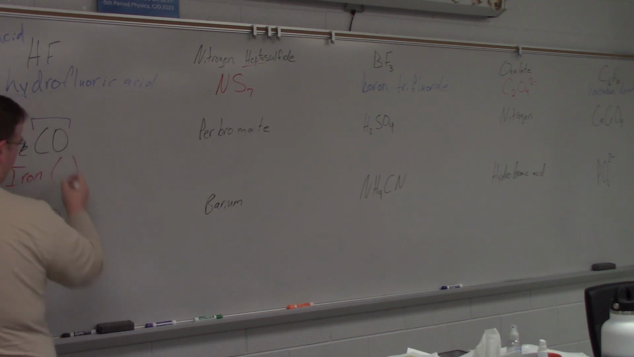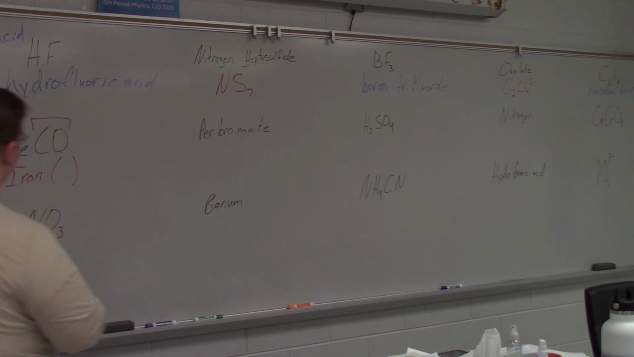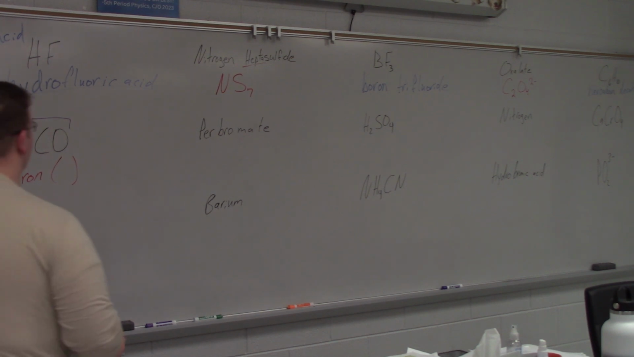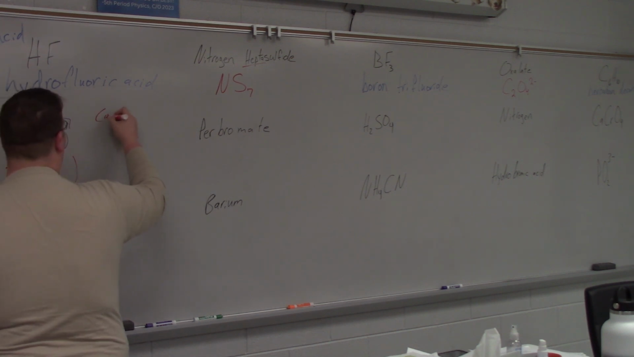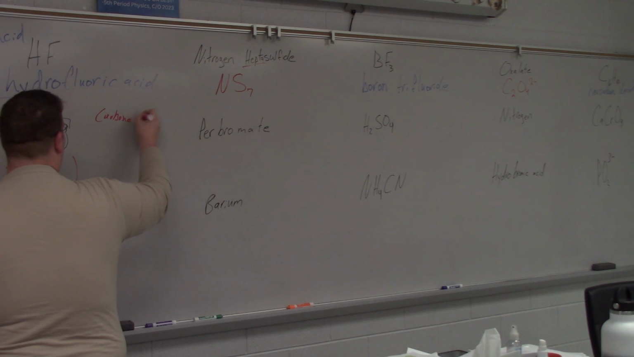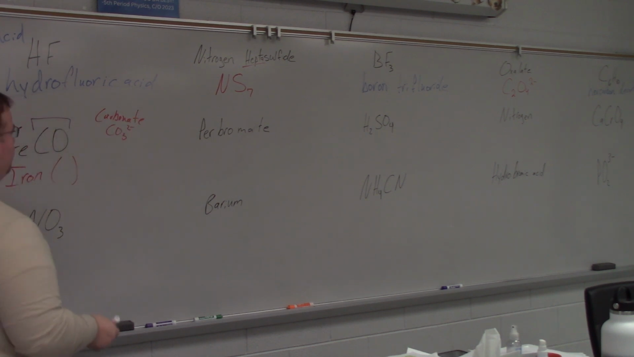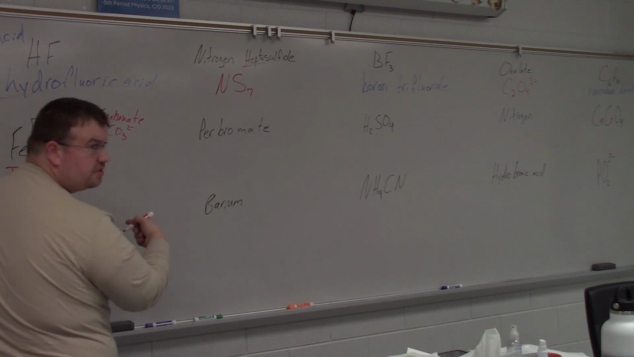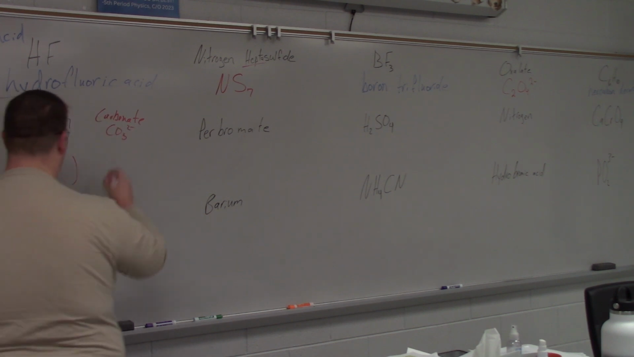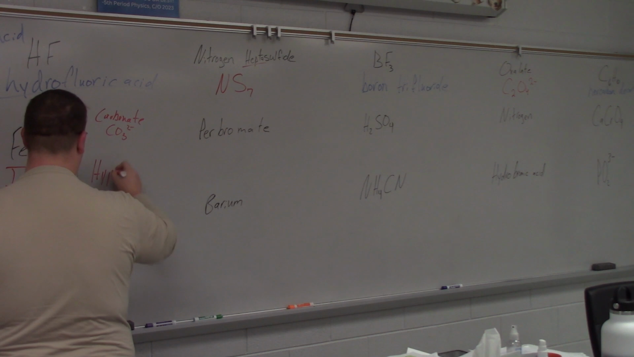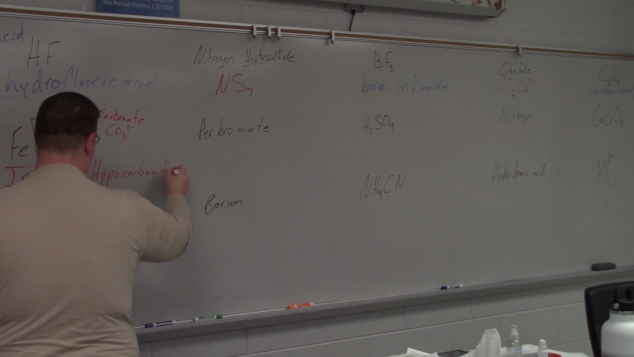So iron, there's got to be some charge for it. Then I have carbon and oxygen. So the normal base is carbonate, which is CO3 2 minus. That's the root ion. This is 2 fewer oxygens than that, which means I have hypo. Carbonite.